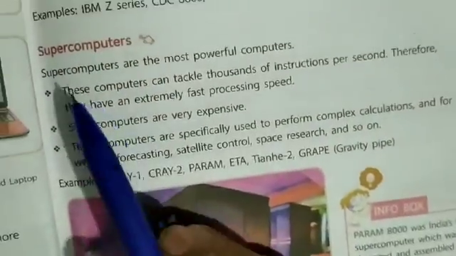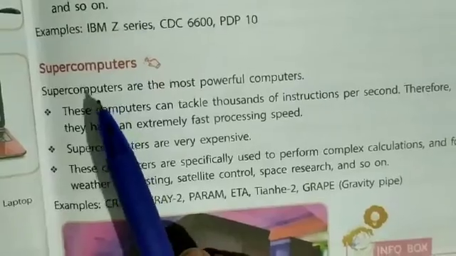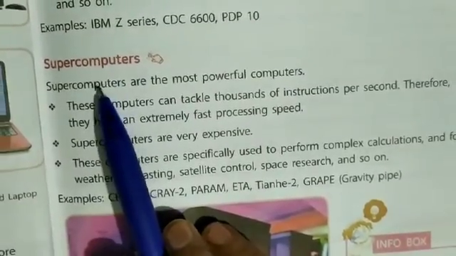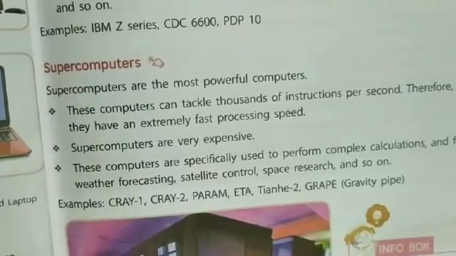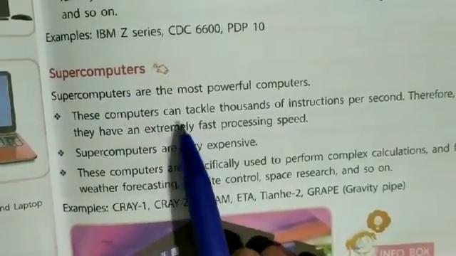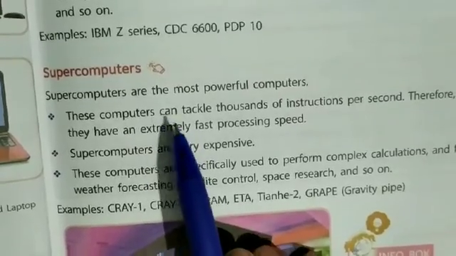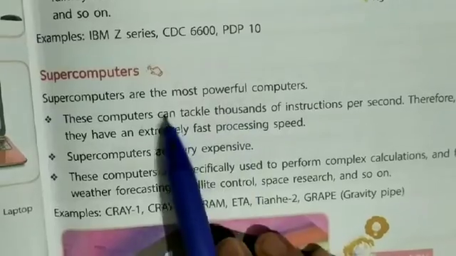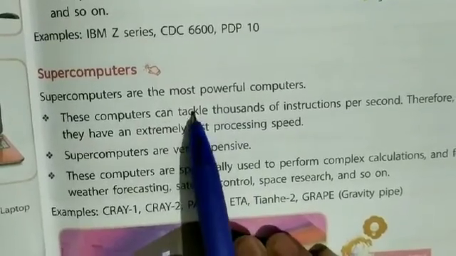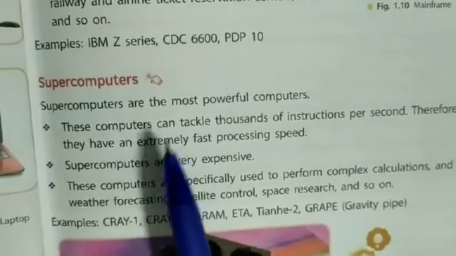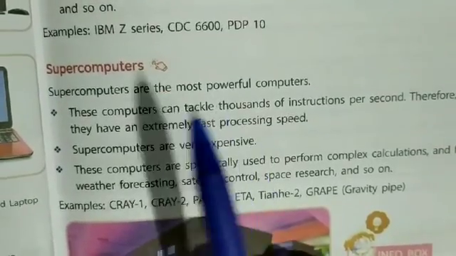After this, next computer is supercomputer. As the name shows, it is the most powerful computer and it can handle thousands of instructions per second. Thousands of users using this computer can work and give their instructions and it can handle all those instructions per second. Therefore, it has a very high processing speed.